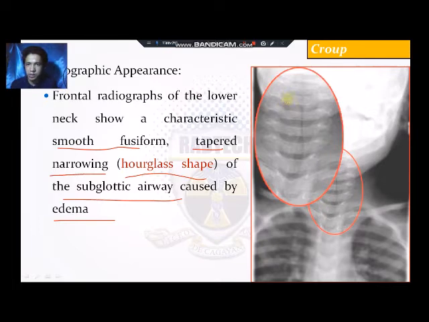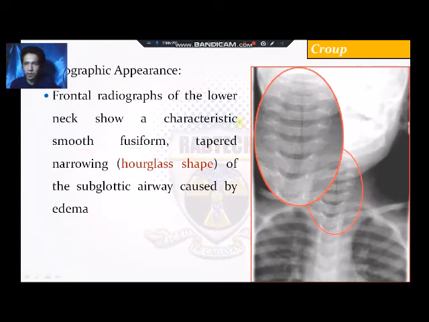So this is supposedly no, ang iyahang normal nga path is dapat ingana unta na siya ka wide. Okay, but then because of the inflammation, because of the edematous formation, so na siya dapit nga portion. So munang tapered niya nga appearance, so the hourglass nga appearance.